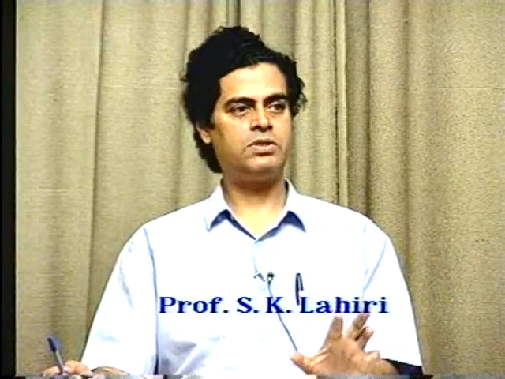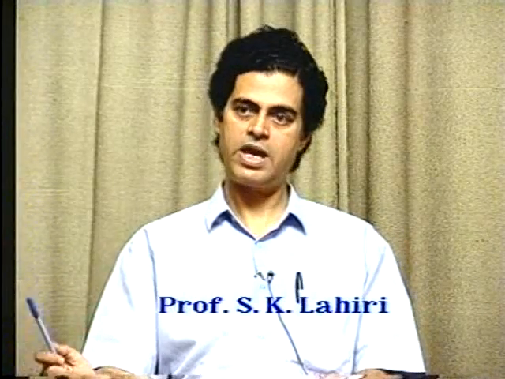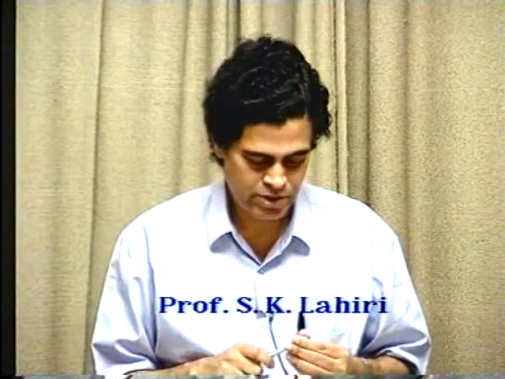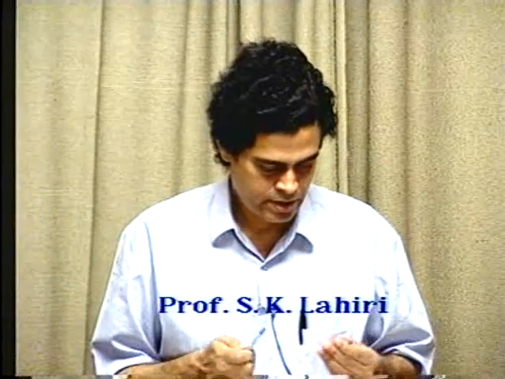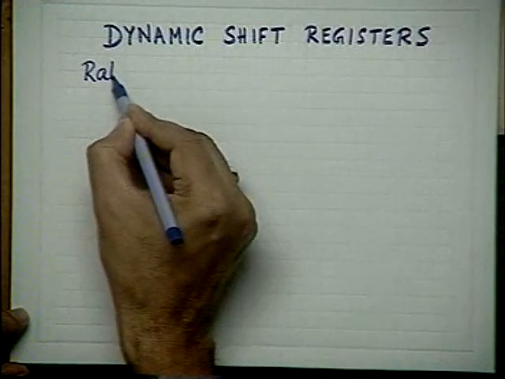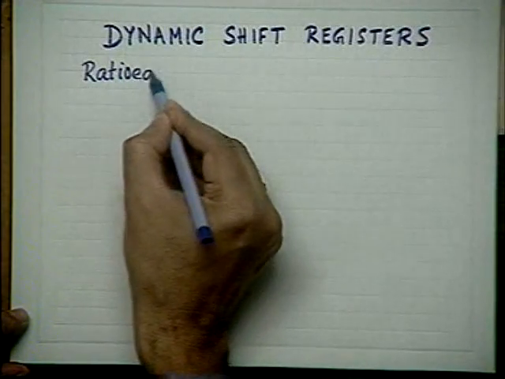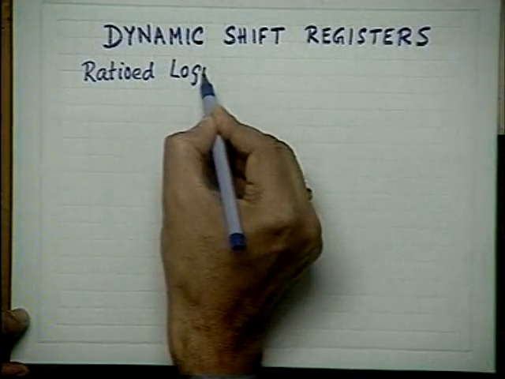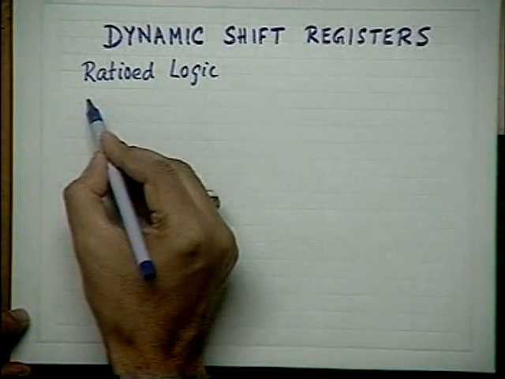Therefore, I'll start with dynamic shift registers using single channel transistors, nMOS, not CMOS. But it is applicable to CMOS also, which we shall discuss afterward. For dynamic shift registers, there are two approaches. One is called the ratioed logic approach, and the other is ratioless.